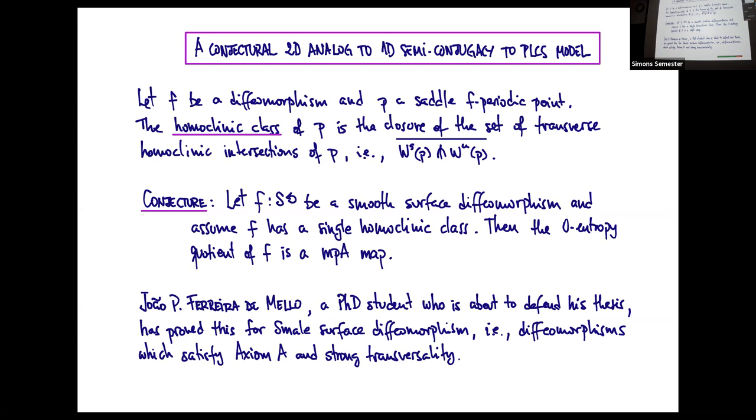In any case, if you have Axiom A, there's an added hypothesis that you may have many pieces in your non-wandering set, but they cannot be related by this order. You can't have unstable manifolds of one basic piece intersecting stable manifolds of a different basic piece. If they exist, you want them to be unconnected. If you assume that, then Jean Paulo has proved this conjecture.